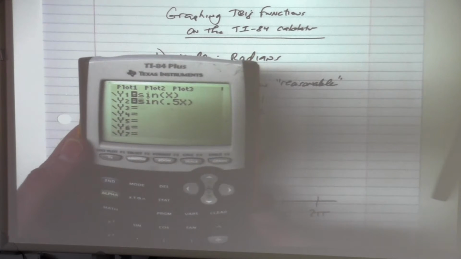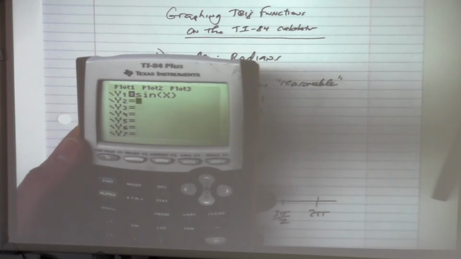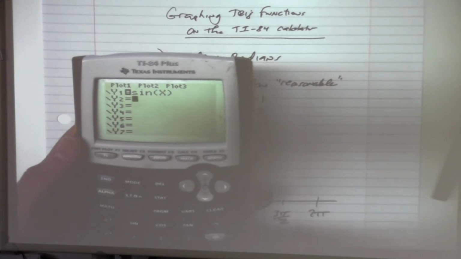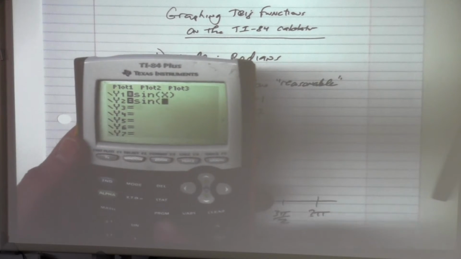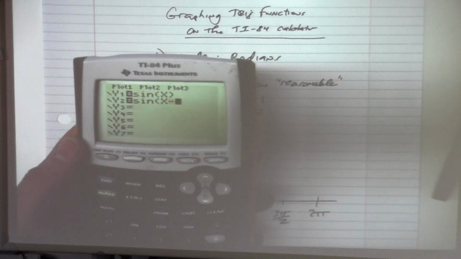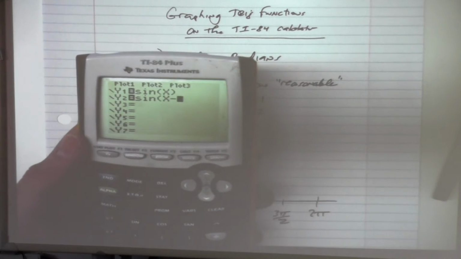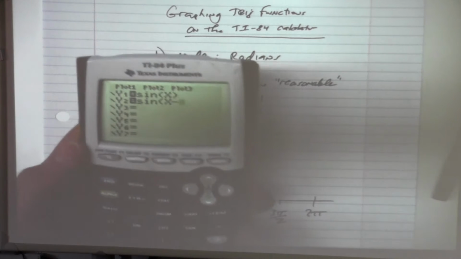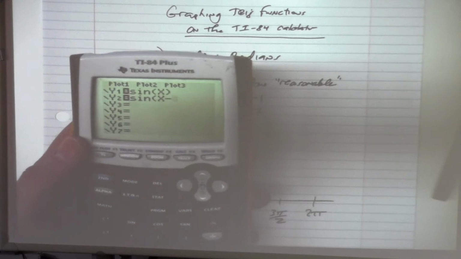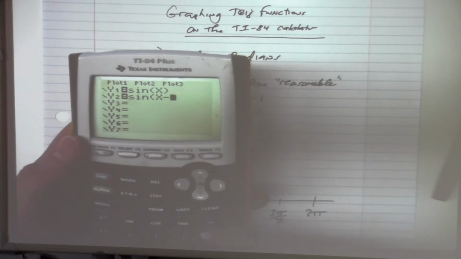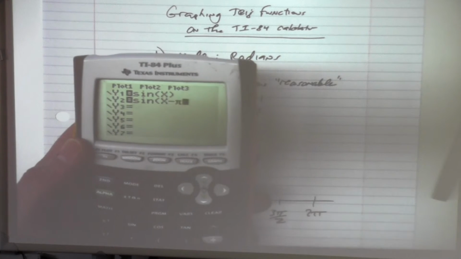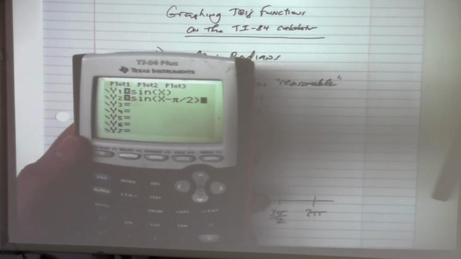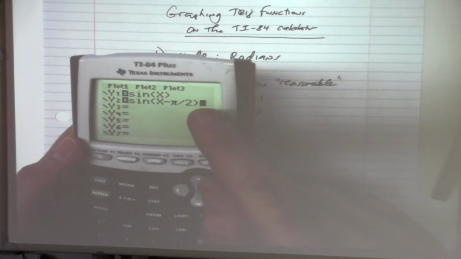All right, now let's clear it, and let's do it where it's the sine of, let's say, x minus. Now, you can put a number in, and it'll move it over, in this case, to the right. But let's say I put it in by, say, pi over 2. Okay, or, well, no, if I do 1, I'm going to do pi over 2. I'm going to do pi divided by 2 and close the parentheses there for that one.